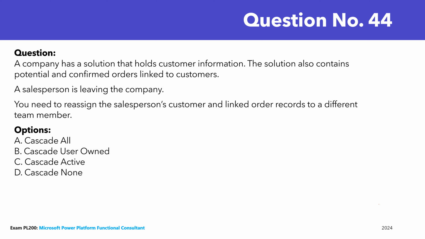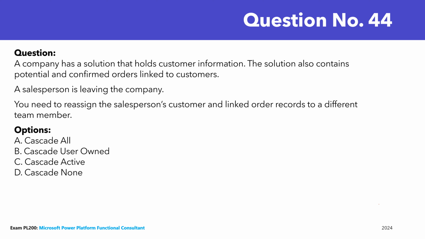Question: a company has a solution that holds customer information. The solution also contains potential and confirmed orders linked to customers. A salesperson is leaving the company. You need to reassign the salesperson's customer and linked order records to a different team member.